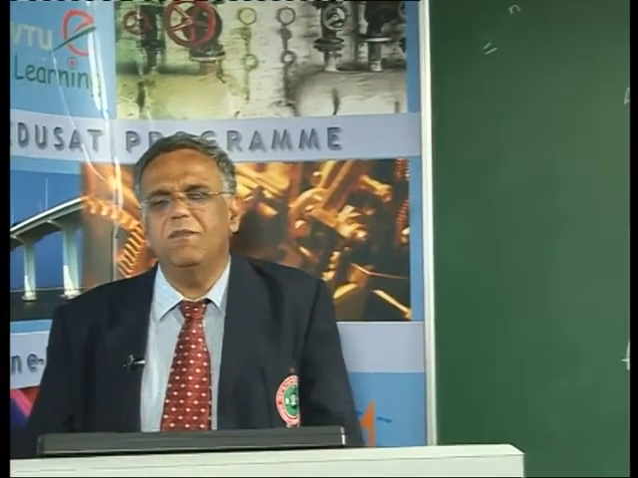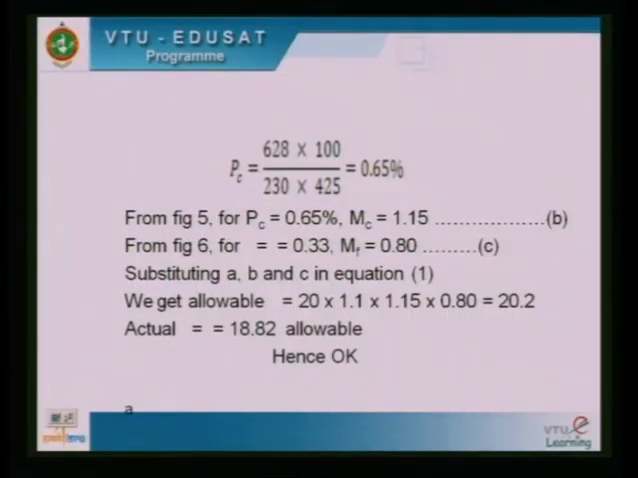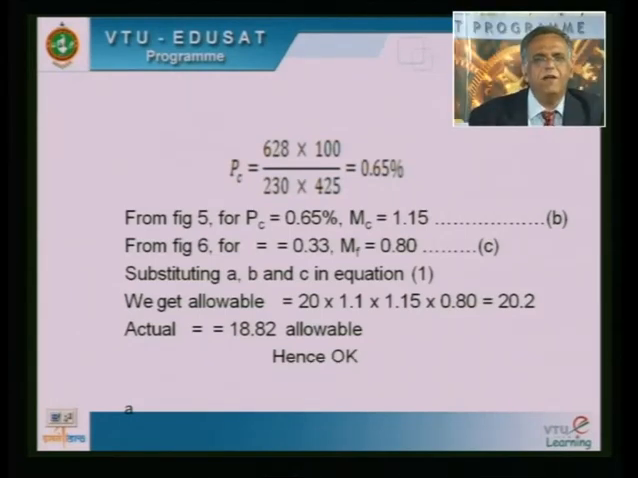So the allowable L/D is equal to 20 into 1.1 into 1.15 into 0.8, that is 20.2. The actual L/D is equal to 8000 divided by 425, which comes to 18.82. Note down the actual L/D, I had not written this on the board. Whereas the allowable L/D is 20.2. Therefore, we say that this particular beam has satisfied the deflection criteria.